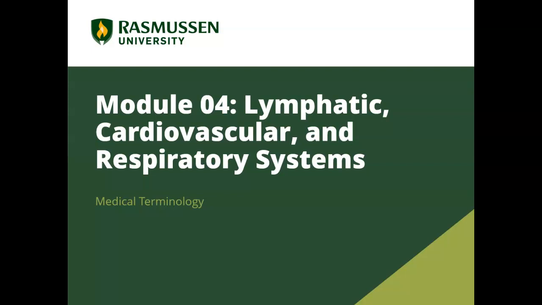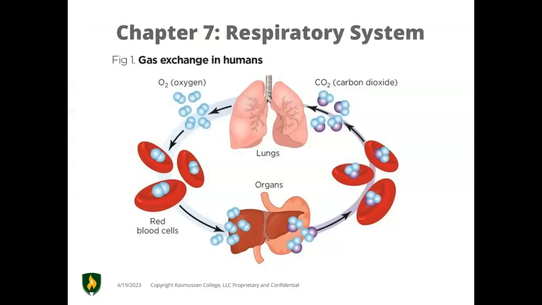So let's begin with chapter 7. And chapter 7 is going to be talking about the respiratory system. The respiratory system is responsible for the exchange of gases such as oxygen and carbon dioxide.